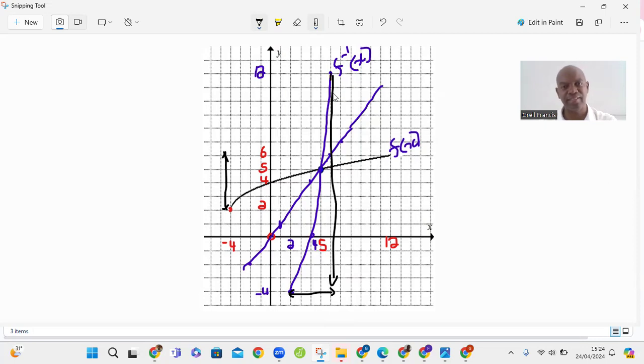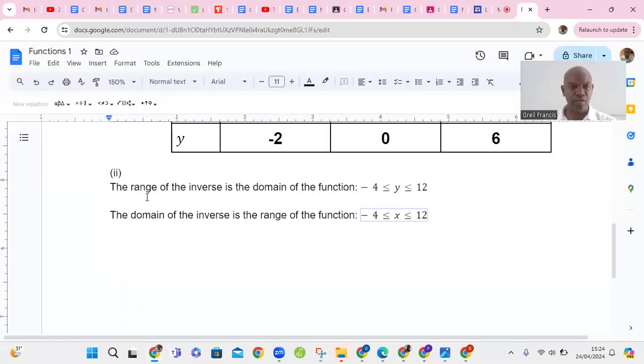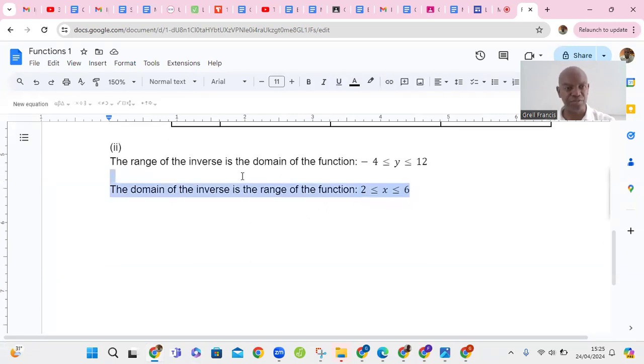Okay, as you can actually see, it's like an inversion. Okay, so the domain of the inverse is the range of the function. Here it is from 2 to 6. So I repeat, the domain of the inverse is from 2 to 6, which was the range of the function. Okay, there's an inversion that took place between the function itself and its inverse.